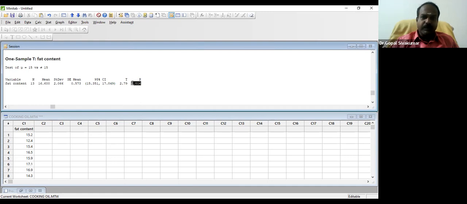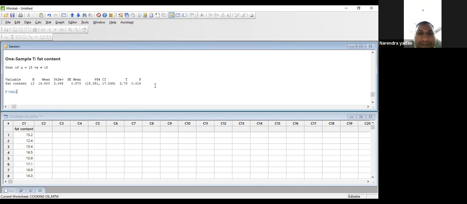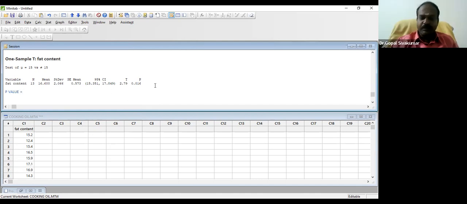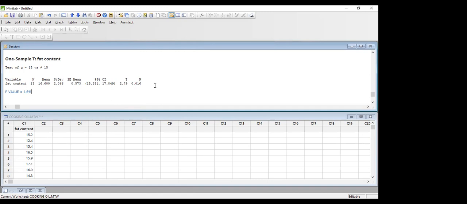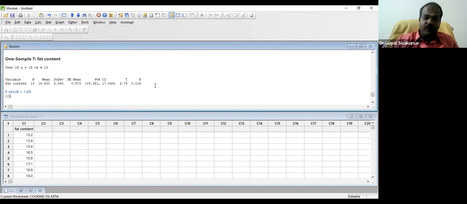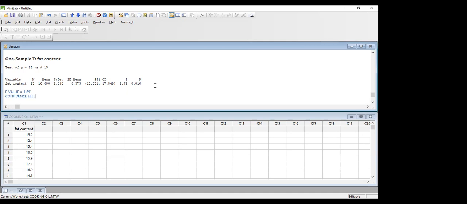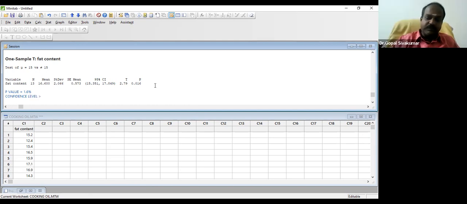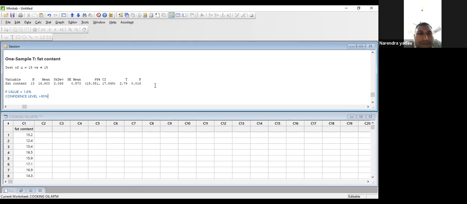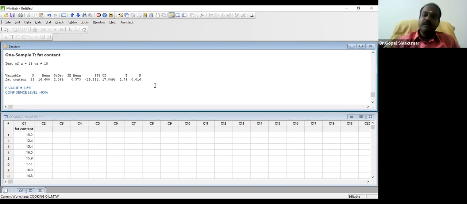Straight away, you look at the p-value. How much is the p-value? 0.016. In terms of percentage, can one of you tell me? 1.6%. Yes, sir. Which means what is the confidence level you are achieving? 98.4. Very good. So you can at least say confidence level is more than 95%. Correct? Since your confidence level is more than 95%, you can now talk boldly.